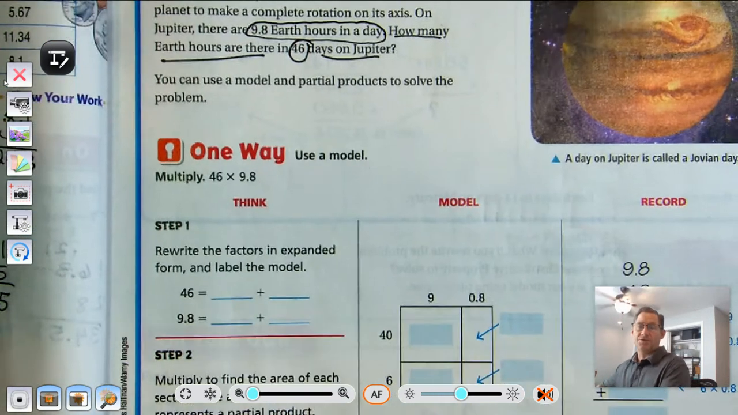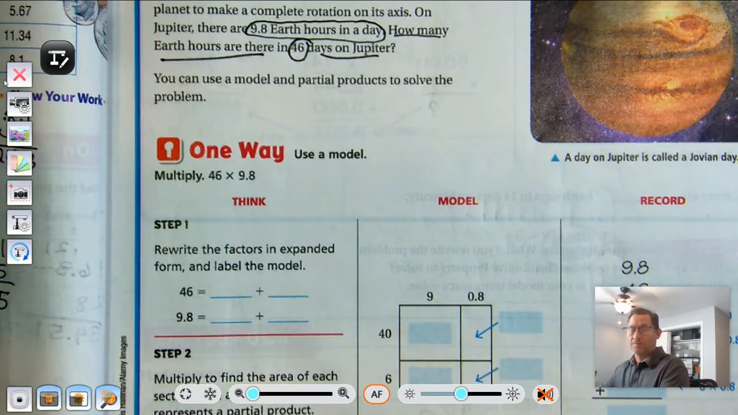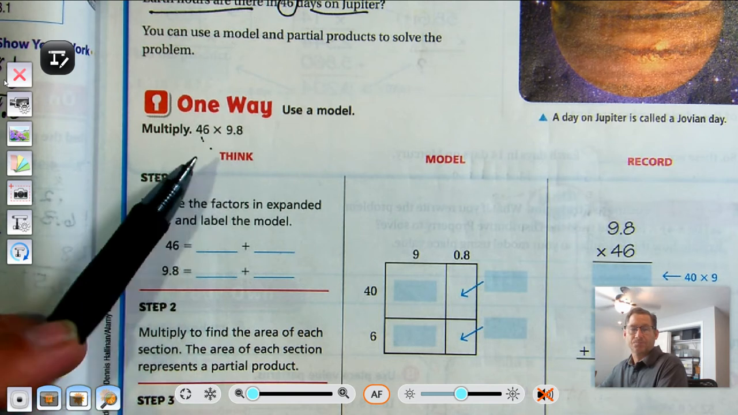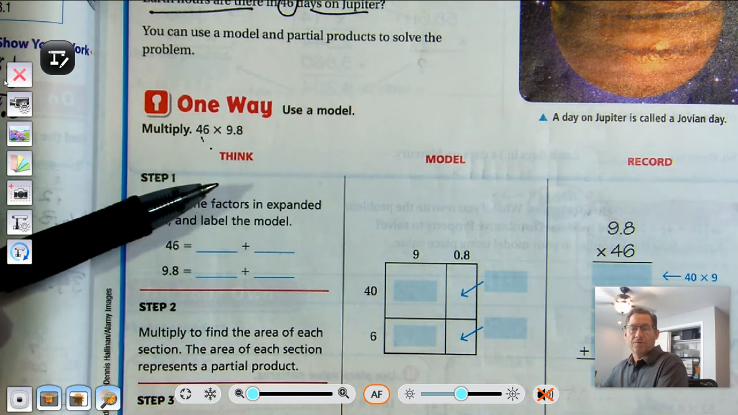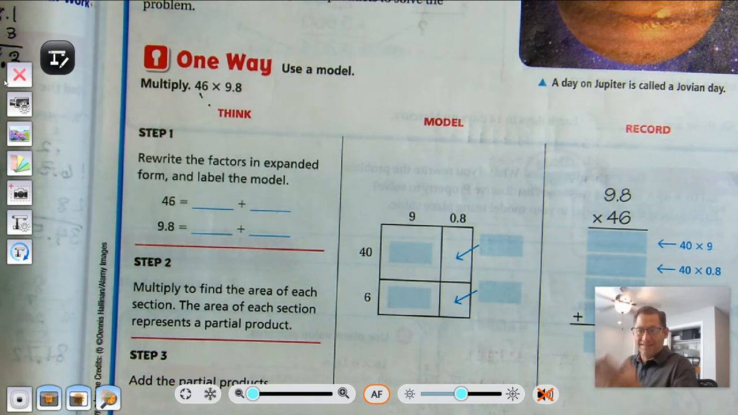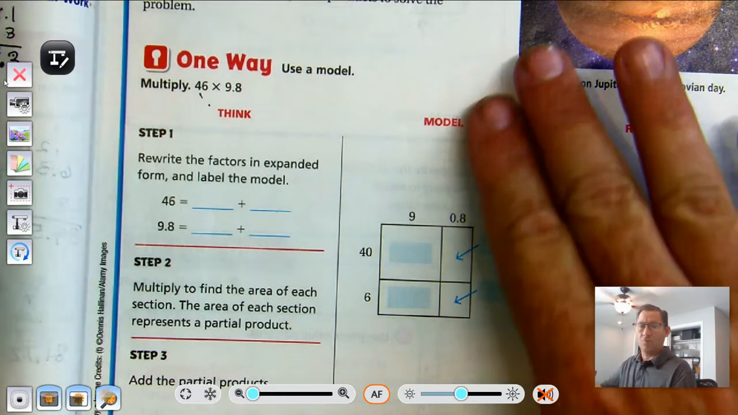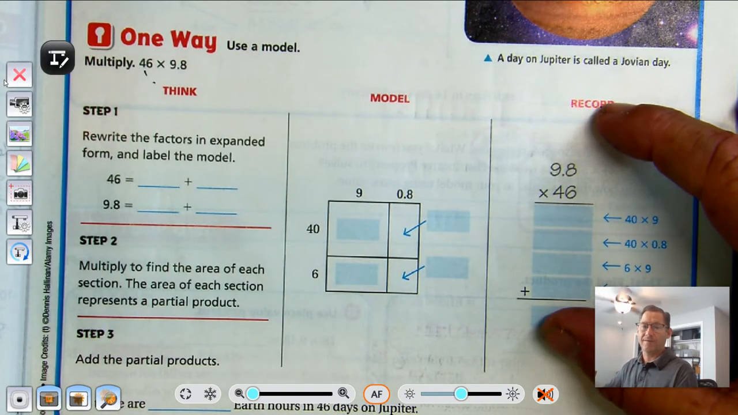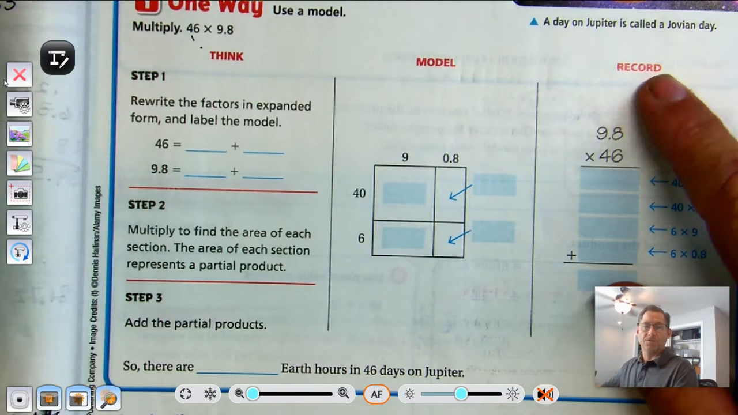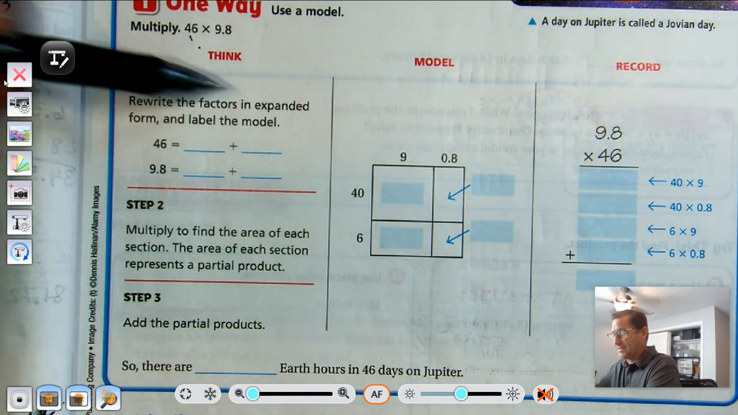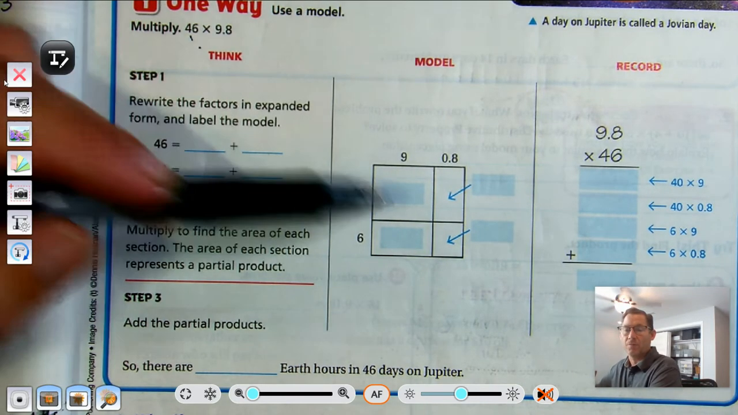So one way is to use partial products and a model. So we're going to multiply 46 times 9 and 8/10. On the left-hand side, we model the problem, and then we're going to record our answers. All right, so step one, rewrite the factors in expanded form and label the model.